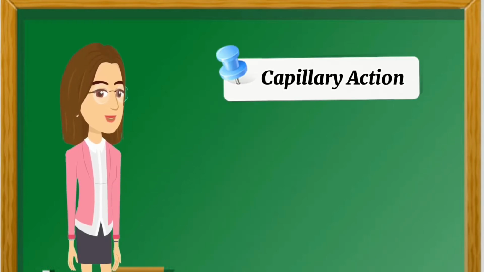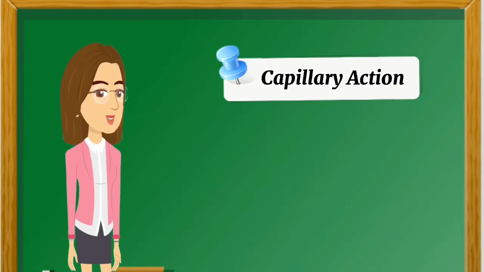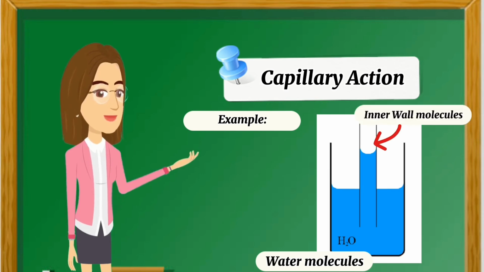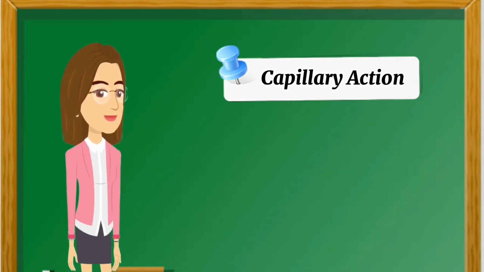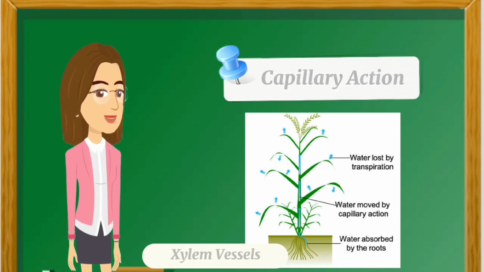Capillary action is a phenomenon wherein a liquid is able to rise up in a narrow tube. For further explanation of capillary action, let's have an example. When you dip a narrow glass tube in water, water moves up the length of the tube to a certain extent. This occurs because of the attraction between water molecules and the molecules of the inner wall of the tube, pulling the water upwards. Similarly, in plants and trees, xylem vessels help transport water from roots to the leaves.